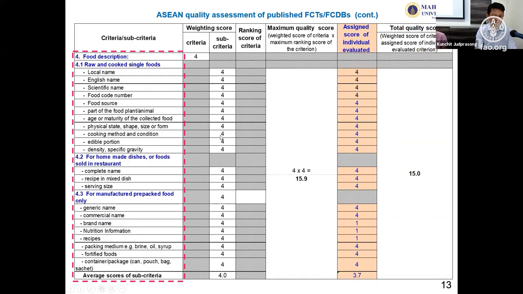Number 4 is about the food description. We divided it into 3 parts. For the first group, raw and cooked single foods, if they provide the local name, English name, scientific name, and also part of food, maturity, physical state, and cooking method, they will get the maximum score of 4 in each sub-criteria. And for homemade dishes or food sold in restaurants or supermarkets, they also need to have some sub-criteria here. And the same for prepackaged food, they also have some sub-criteria.